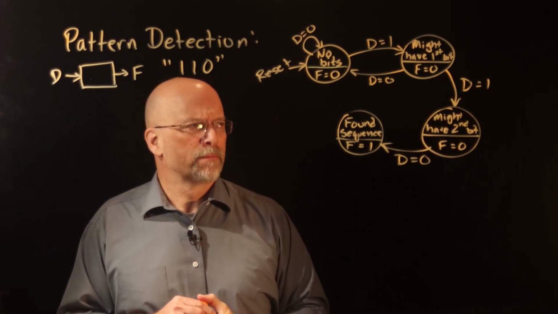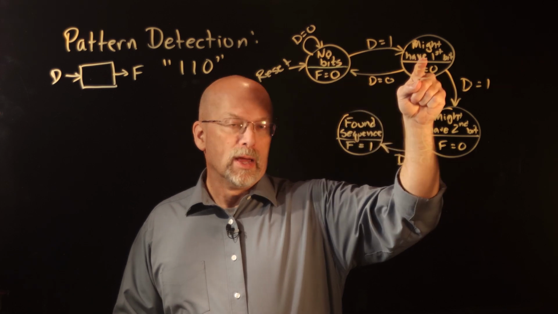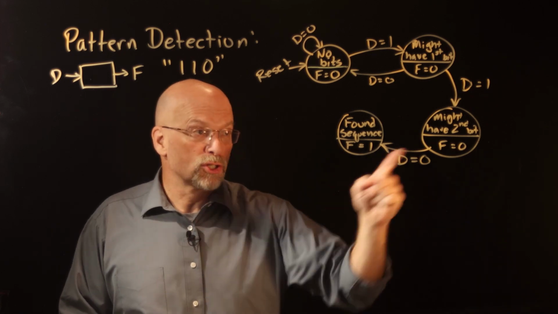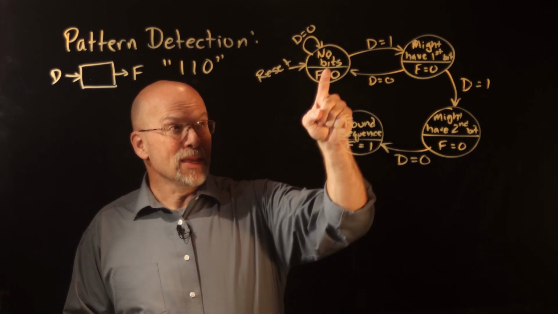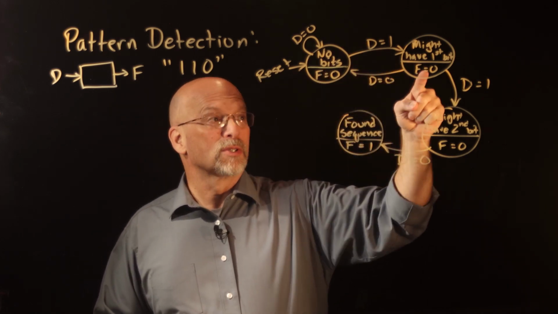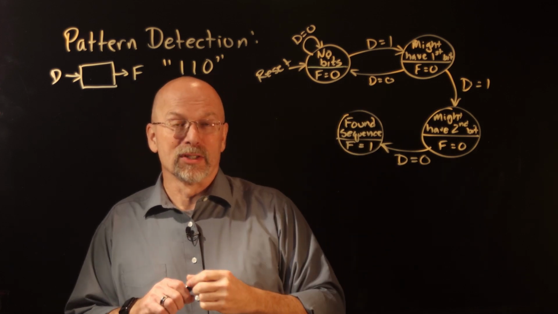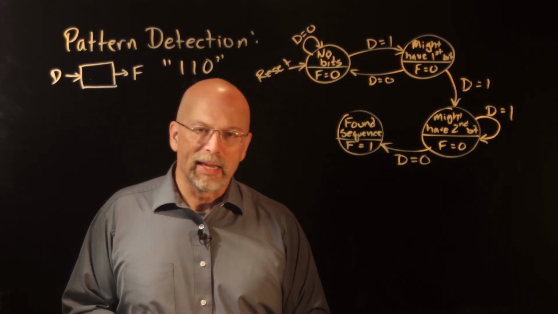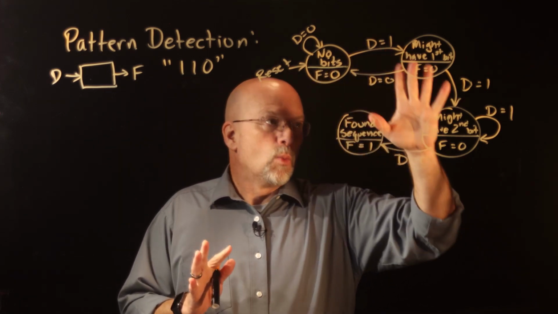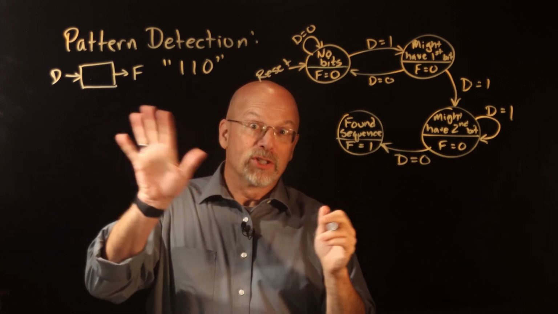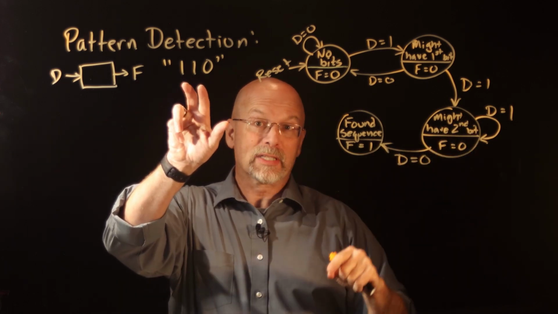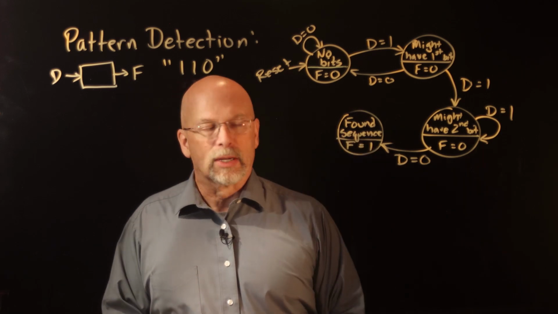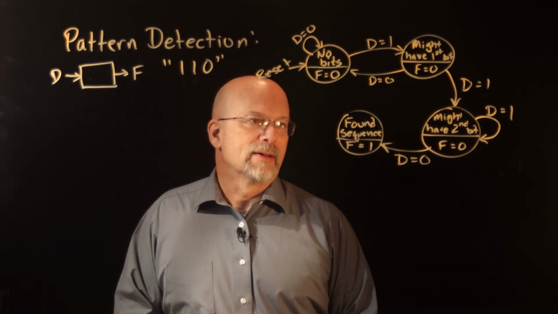What if D equals 1 there? Well, if D equals 1, that means I've got a 1, followed by a 1, followed by a third 1. 3 1s in a row. Well, 3 1s in a row is not our sequence, so we can't go to found sequence. But maybe that first 1 wasn't part of the sequence, but maybe the last 2 1s have been part of the sequence. So, as long as I keep receiving 1s, I'm just going to stay in the might have second bit. In other words, I keep a 1, a 1, and then I keep getting 1s. The last 2 bits I've received, as long as I keep getting 1s, have always been 1, 1. Once I get a 0, then I'll know that the last 3 bits I received were the sequence. All right, so I've got 0 and 1 out of might have second bit.